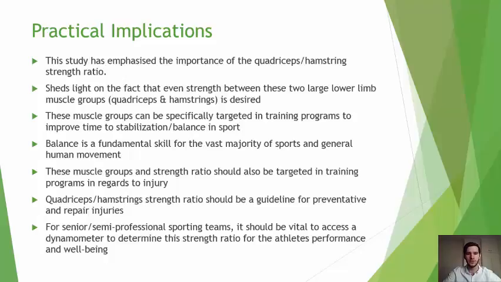Balance is a fundamental skill for the vast majority of sports and general human movement. These muscle groups and strength ratios should also be targeted in training programs in regards to injury. The quadricep to hamstring strength ratio should be a guideline for preventative and repair injuries. For senior and semi-professional sporting teams, it should be vital to access a dynamometer to determine this strength ratio for athletes' performance and general well-being.